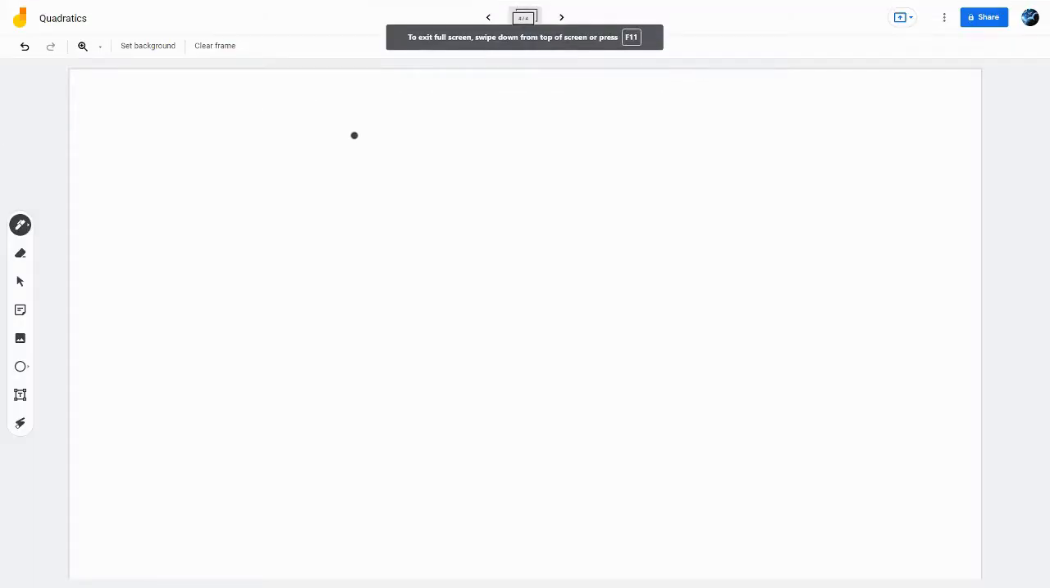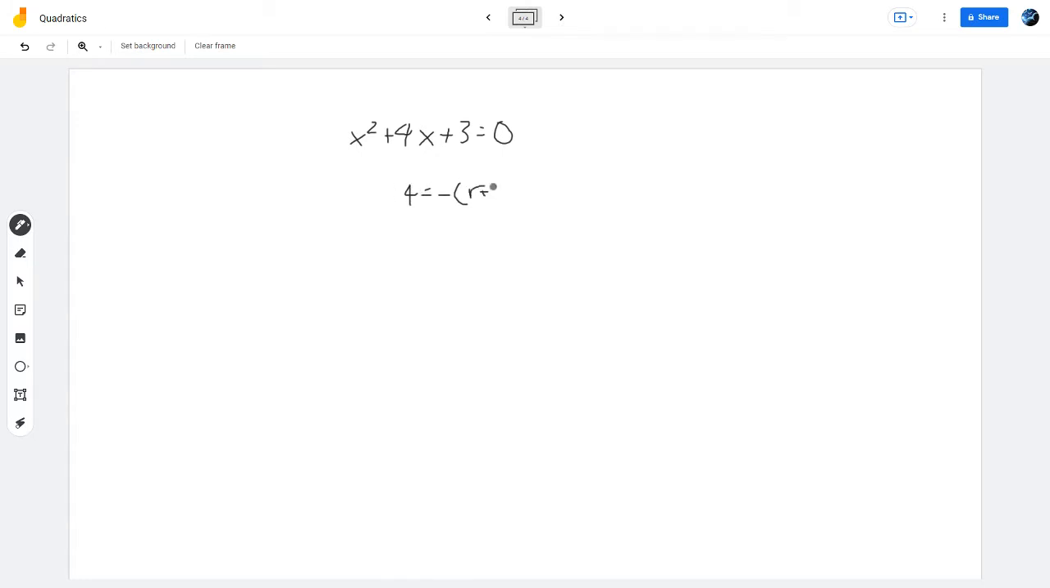Our first quadratic here is x squared plus 4x plus 3 equals 0. So immediately we see that a equals 1, so we don't really have to worry about it much. So we have 4 is equal to negative r plus s, 3 equals r times s, so we have negative 4, right, equals r plus s.